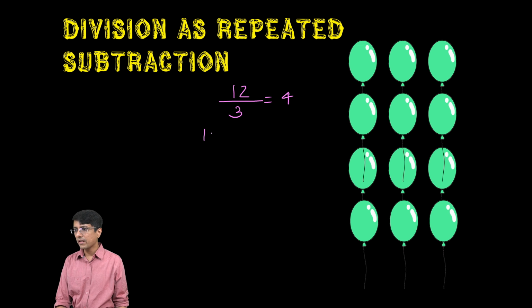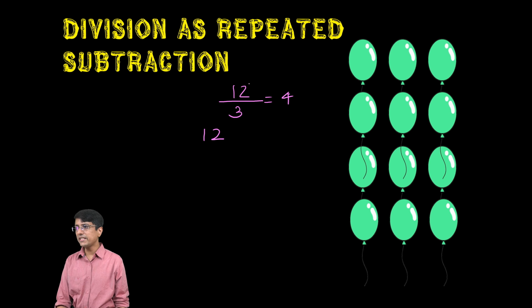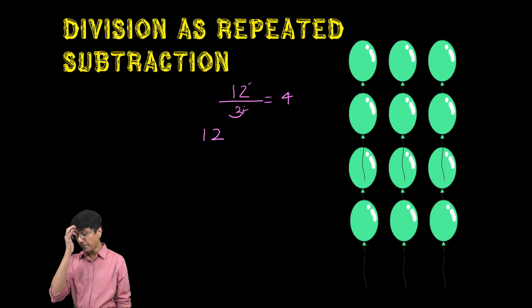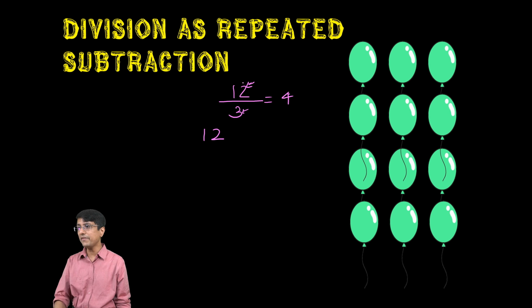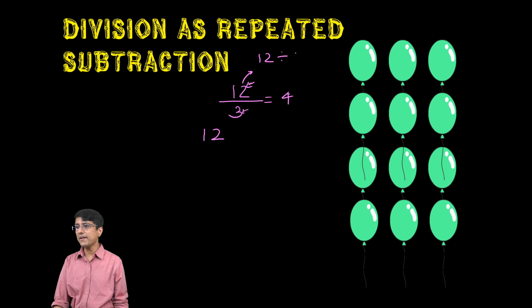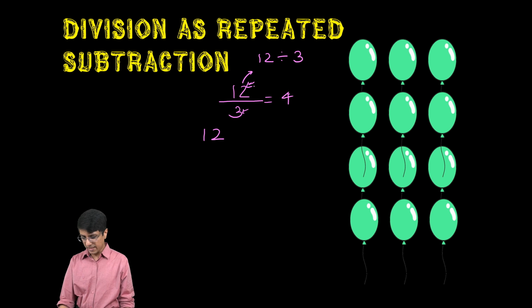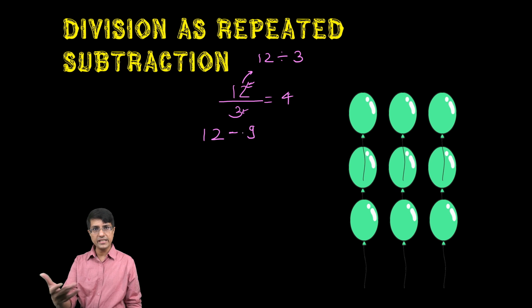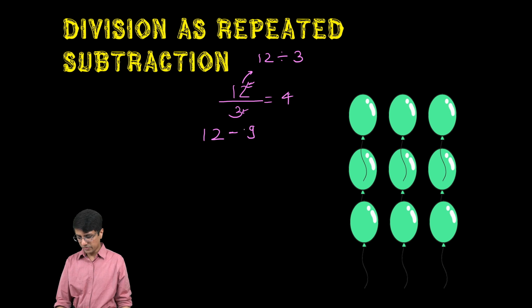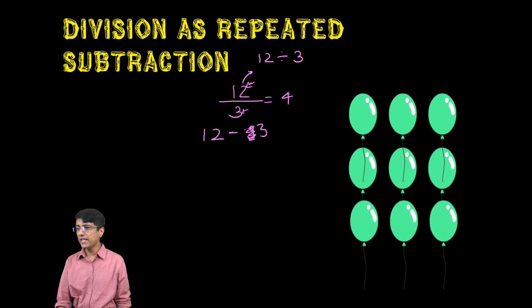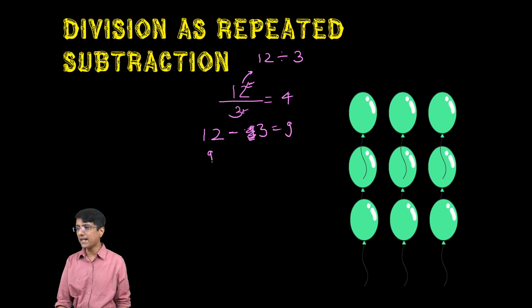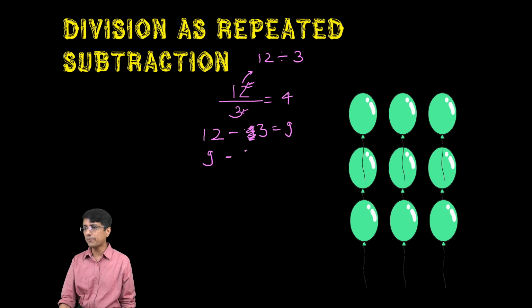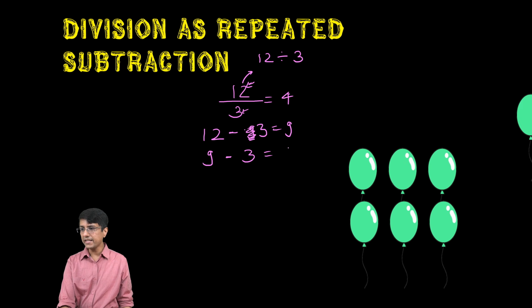So the first time, what I do is that this is the dividend and this is the divisor. So at the bottom we have the divisor, at the top we have the dividend. Another way to write this division is 12 divided by 3. Okay, so let's start by subtracting the divisor from this dividend. So we subtract 3 from 12 and we get 9. So that is the number which we are left with. So this becomes 12 minus 3 is equal to 9. Now we take this 9 and again do the subtraction. So we are doing repeated subtraction. This comes out to be 6.